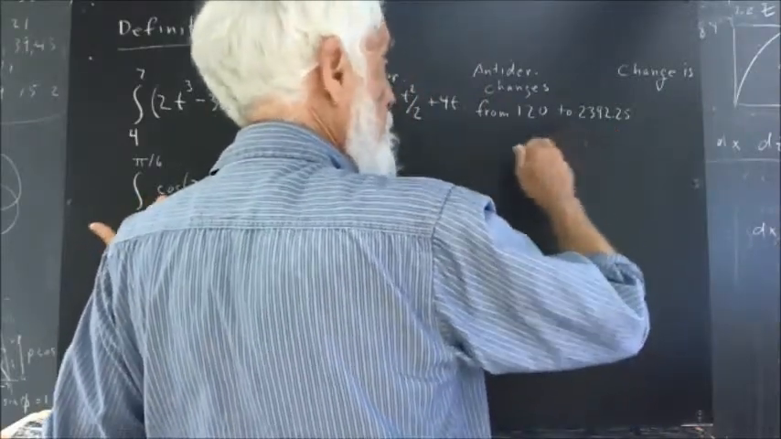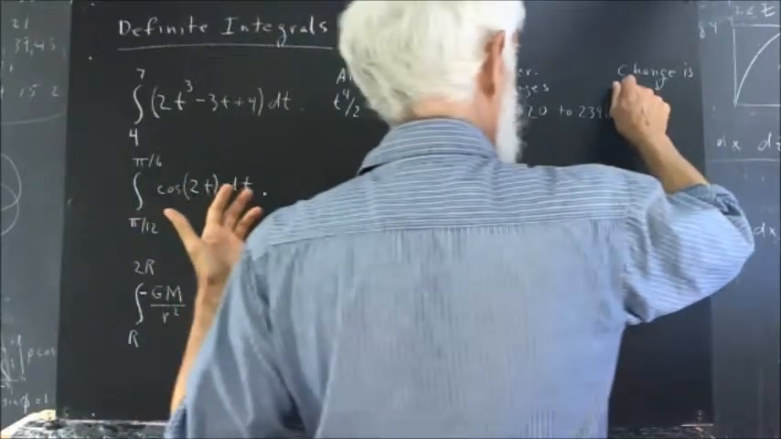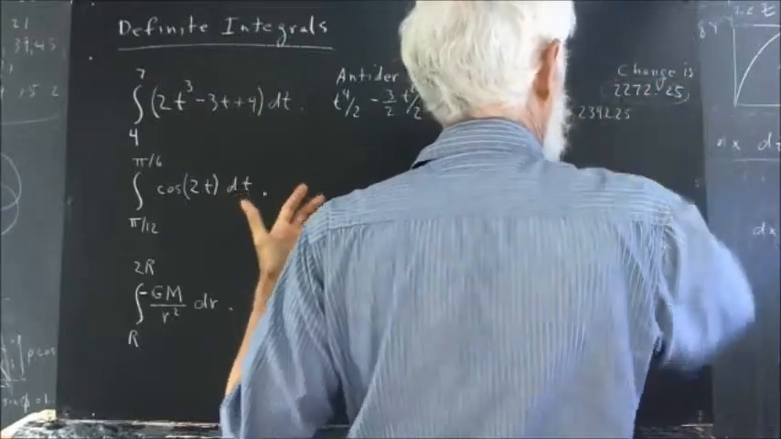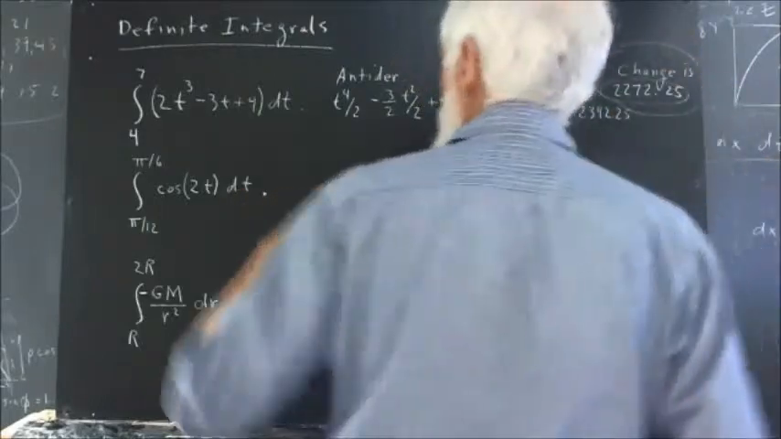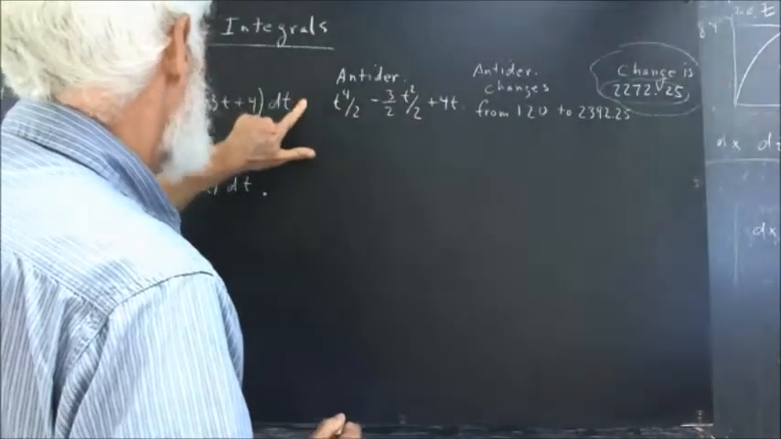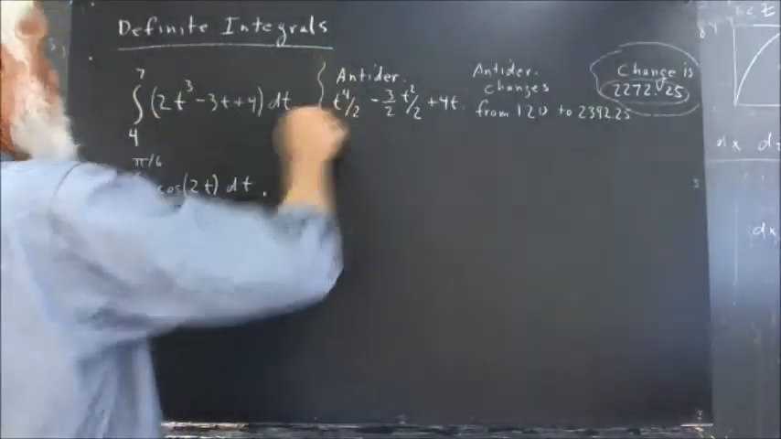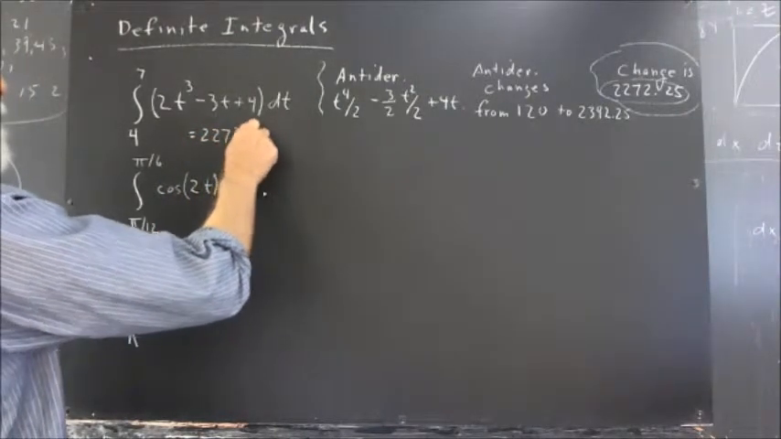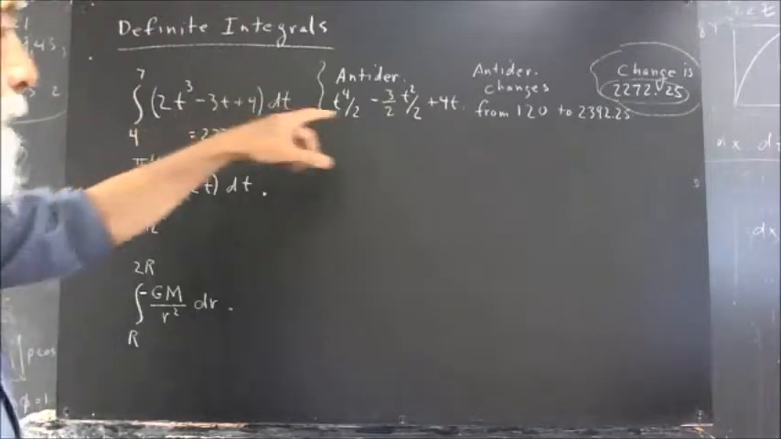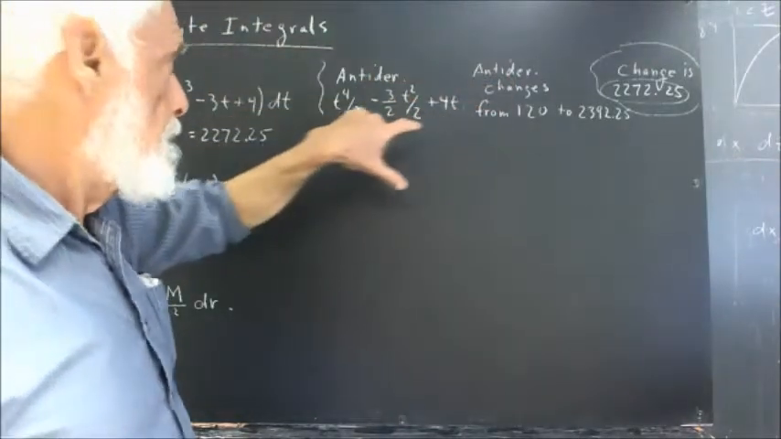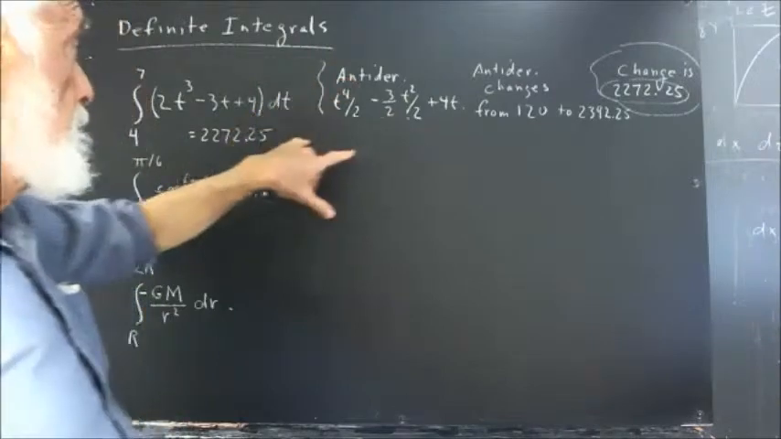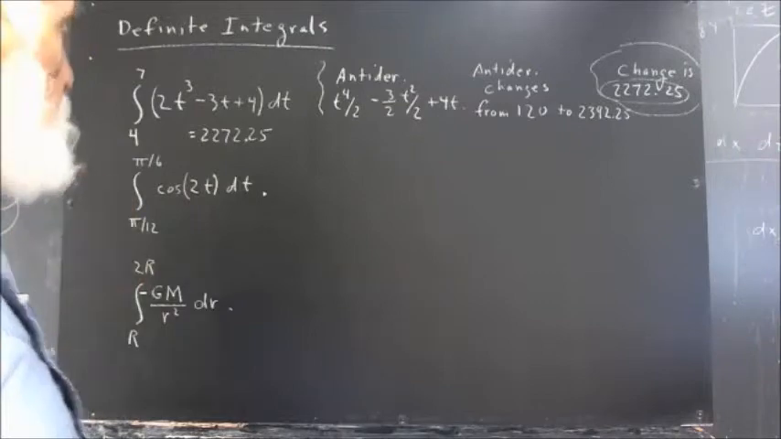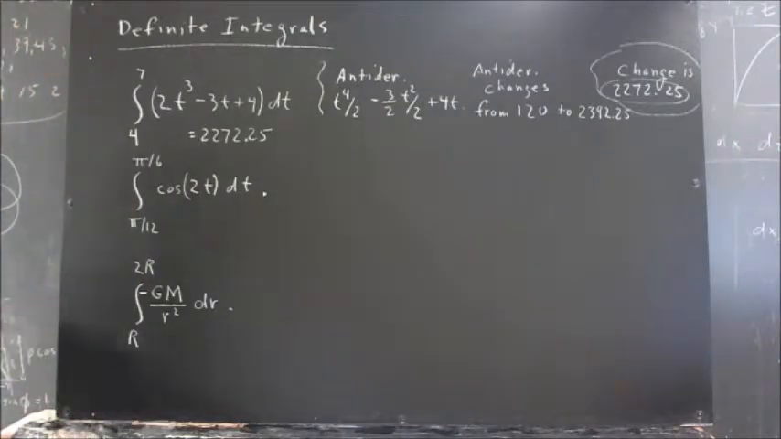And that's going to be 2272.25, if I do that right. So we say that this definite integral equals 2272.25, and we've reasoned it out in a way that uses the idea that the integral is the change in the antiderivative function. We'll see in a couple of minutes why that might be important.